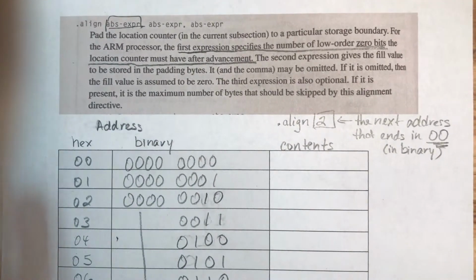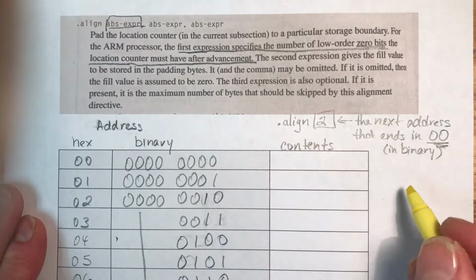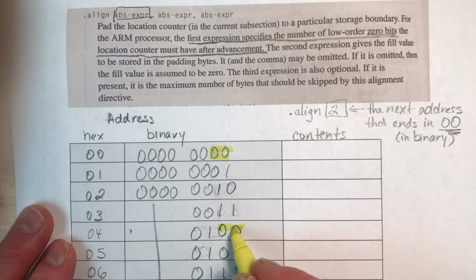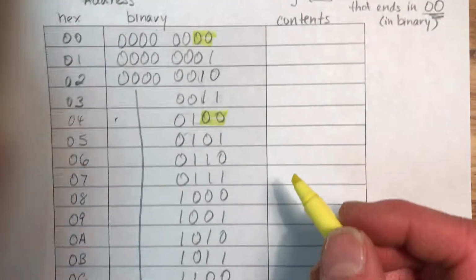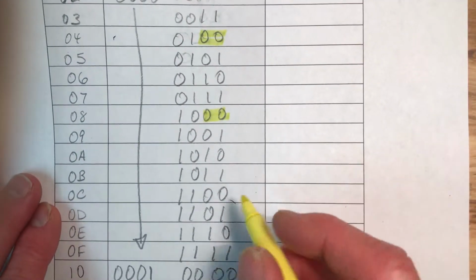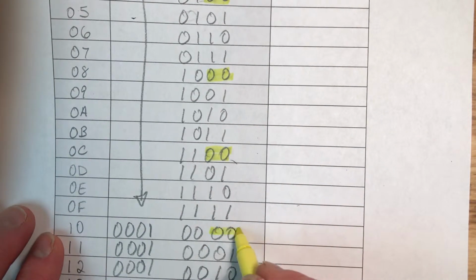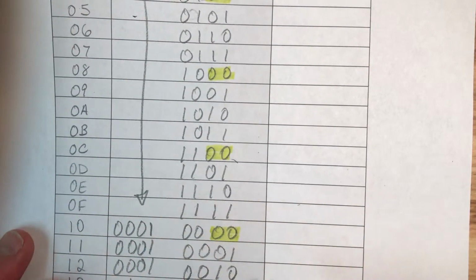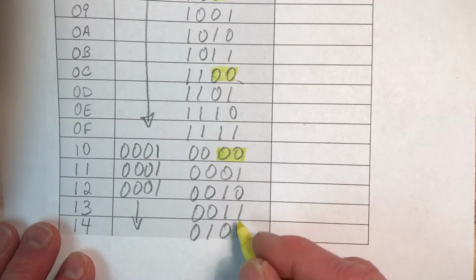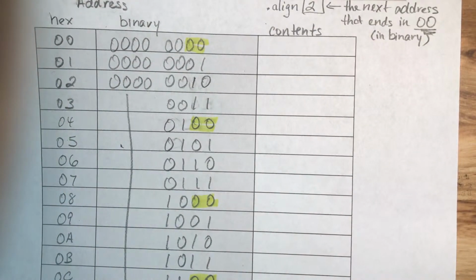So let's do that. I've written out a few addresses here, in hex and in binary, so we can see. The first address that ends in 0, 0 is 0. The next address that ends in 0, 0 is 4. The next one is 8. The next one is C. The next one is 10 in hex, right? And the last one here in this representation, obviously this would go on way longer in actual memory, is 14. All right, so what do you notice about these addresses?